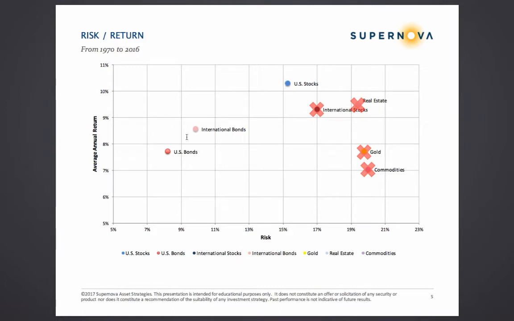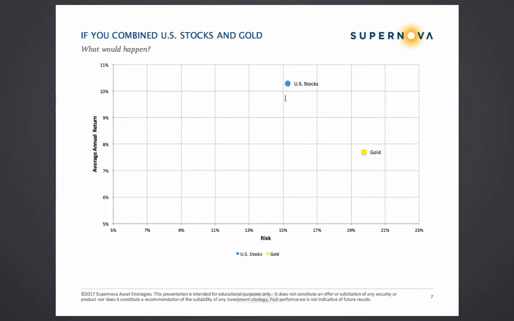Then investors will look at international bonds, and while it might seem interesting, it also seems to be on a line between U.S. bonds and U.S. stocks, so most investors don't own much international bonds. Most investors are wrestling with, do I want more in low-risk, low-return U.S. bonds, or more in high-risk, high-return U.S. stocks? But let's step back for a minute, and let's just look at U.S. stocks versus gold for this 47-year period.